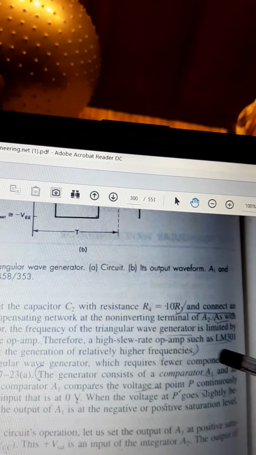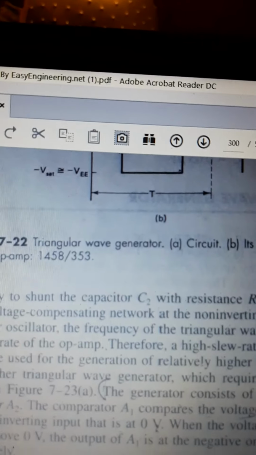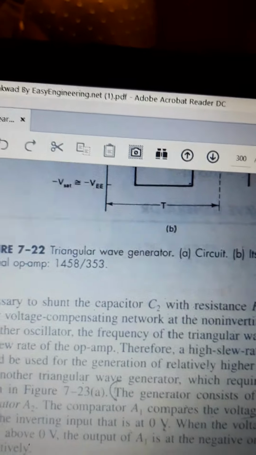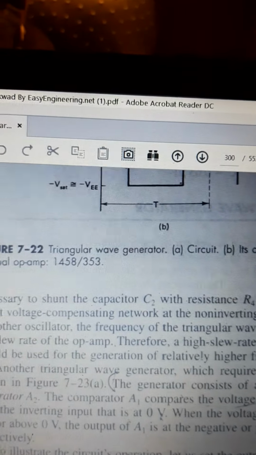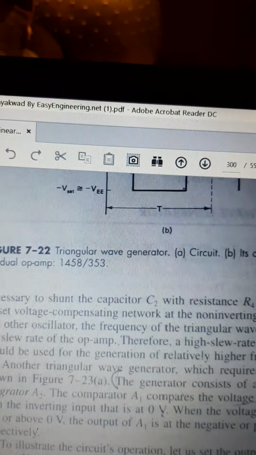The frequency of the triangular wave generator is limited by the slew rate of the op-amp. So a high slew rate op-amp such as LM301 should be used for the generation of relatively higher frequencies. That is to be considered.